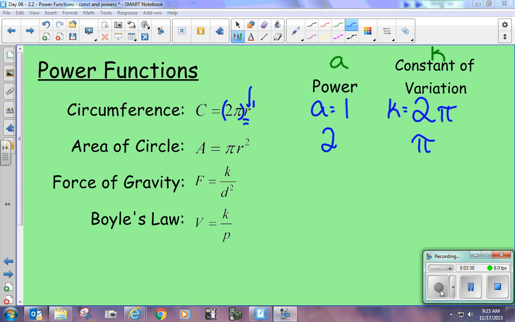Until we get to the force of gravity. All right? That equals k over d squared. Now, let's not forget, k is not a variable in this case. So our force of gravity, k is the constant of variation. What is the power? What's the power there? Any guesses? Well, yeah, you can guess 2, but that is not correct.